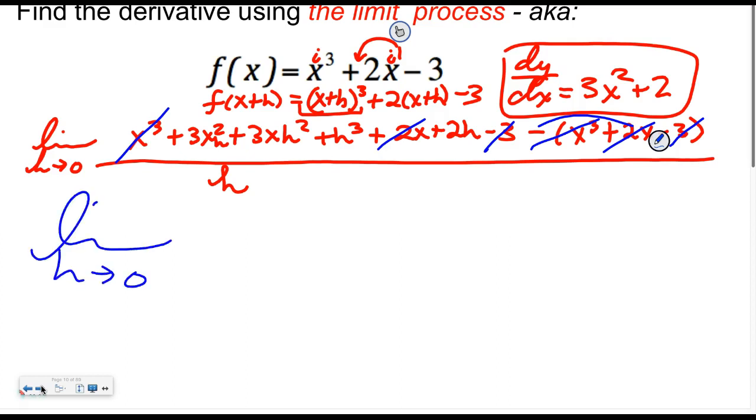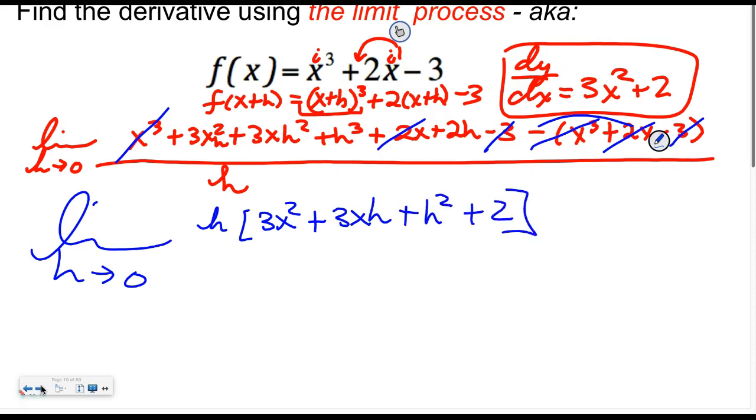Okay, so I'll have a limit as h goes to 0. My limits get messier and messier as not only the days go by, but the weeks and months go by. I write it all the time. Well, there's my limit. I'll factor an h out of the top. It'll be 3x squared plus 3xh plus h squared plus 2, all over h. What'll happen now? The h's cancel. Thank you. Gone. I eliminated my issue.